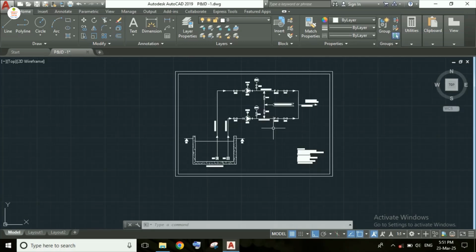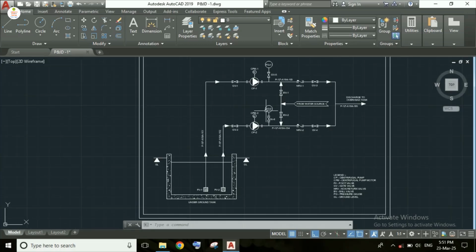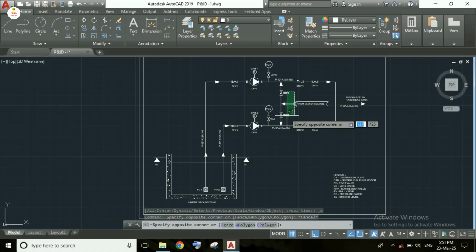So this arrangement shows that these centrifugal pumps have negative suction, that is suction lift. So we need the priming arrangement also for these pumps to prevent the dry running of these pumps. If pumps run dry, it causes damage to the pumps. So we have used this priming arrangement here.